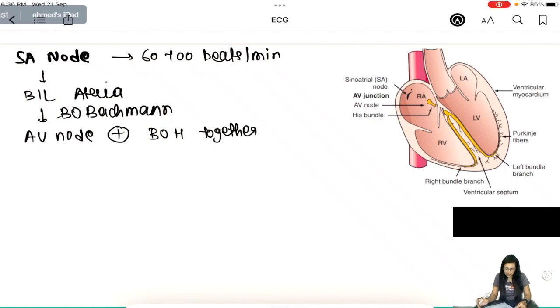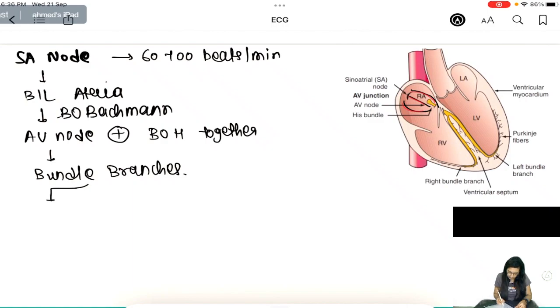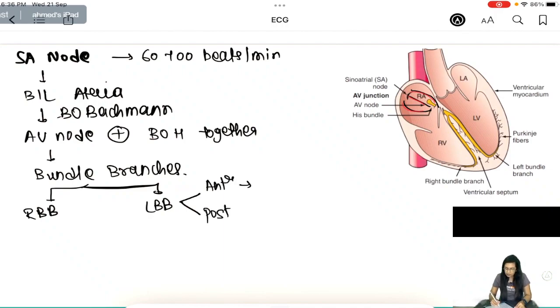It goes to the AV node and bundle of His together. Okay, so this is clear. So it goes from here in these bundles. Okay, it reaches the AV node. From AV node and bundle of His, it goes into the bundle branches, which are two types: right bundle branch and left bundle branch. Left bundle branch is divided into two parts. Okay, the one part is anterior, one part is posterior. Anterior one is on the left side and the posterior one is on the right side.